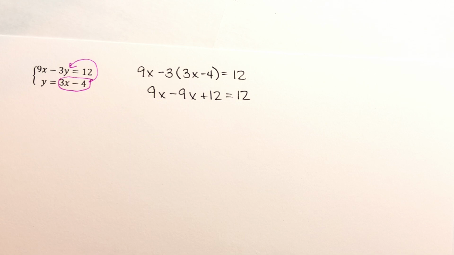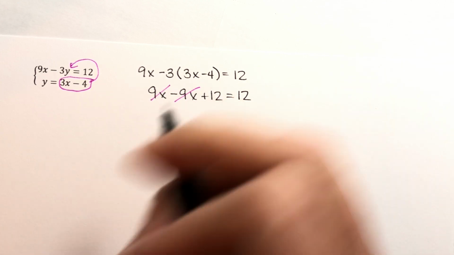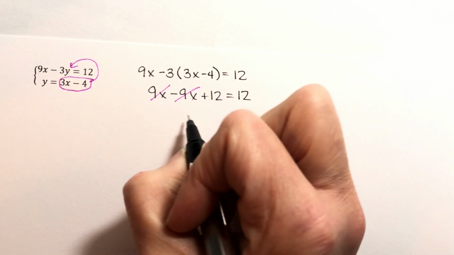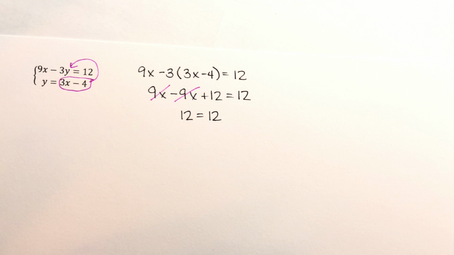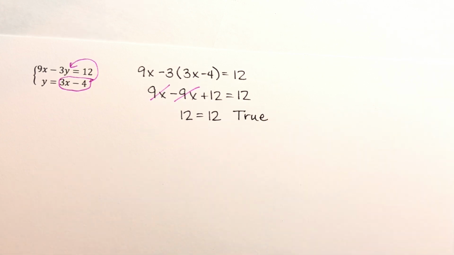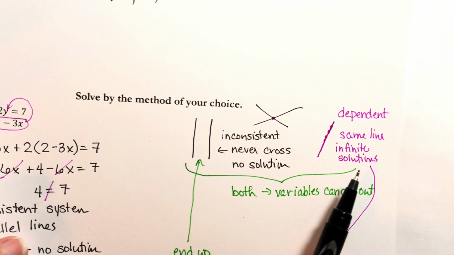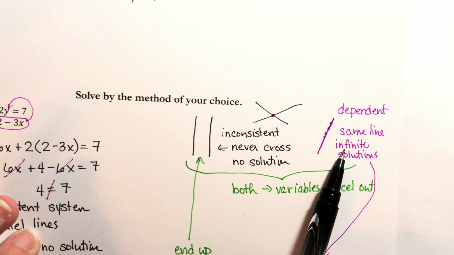All right, and I end up with my x values canceling out, and I am left with 12 is equal to 12. So since my variables cancel out, I know I have one of my two special cases. This is true. So what does that mean? It means that it is a dependent system. We have the same line and we have infinite solutions. Okay.